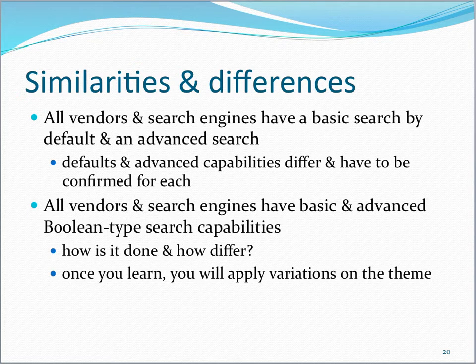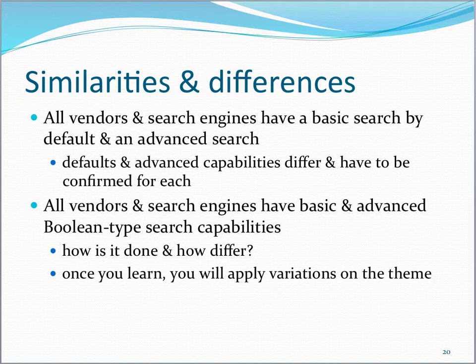All vendors and search engines have a basic search by default and advanced search too. Almost all defaults and advanced capabilities are different and have to be confirmed, studied, and become familiar to understand how to use them and to take advantage of those capabilities. All vendors and search engines have basic and advanced Boolean type search capabilities. I wouldn't say all, but almost all.